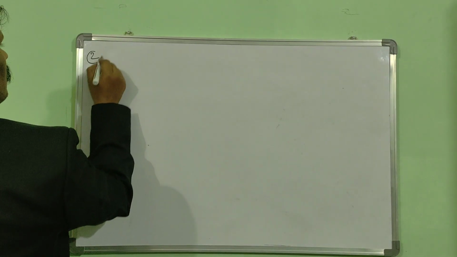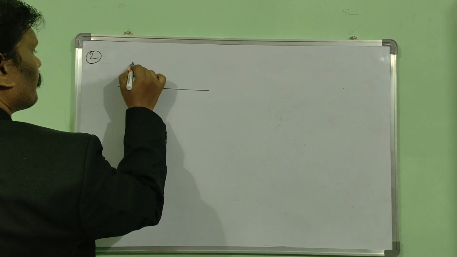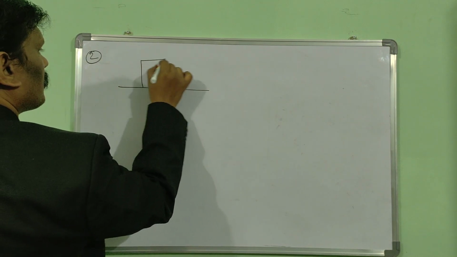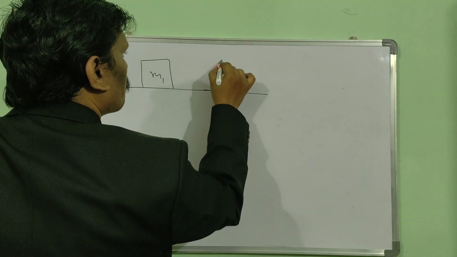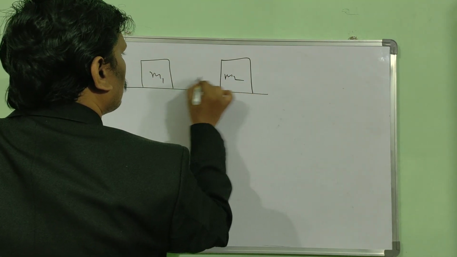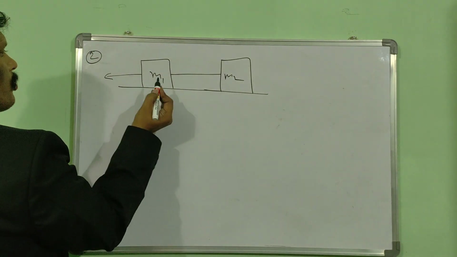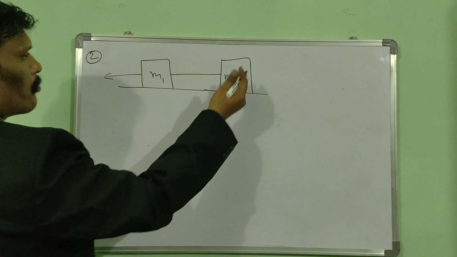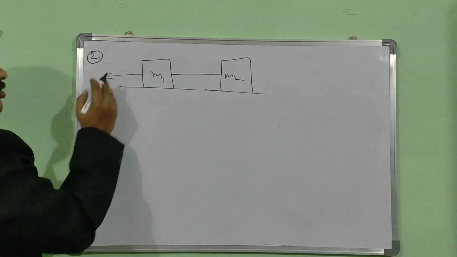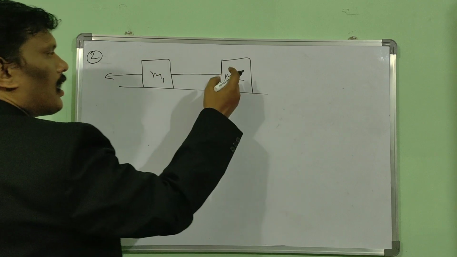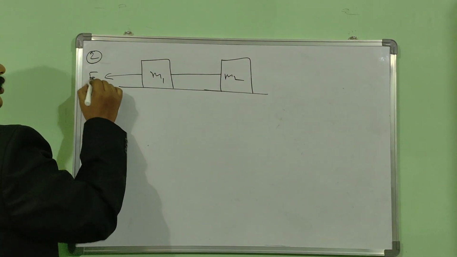Second case. If I consider this is M1 and another block is M2, both are connected with a string, and we are going to pull M1 now. Previously I pulled M2. Now I am going to apply the force on M1. In the previous case I applied force on M2. Here I am going to apply the force on M1.